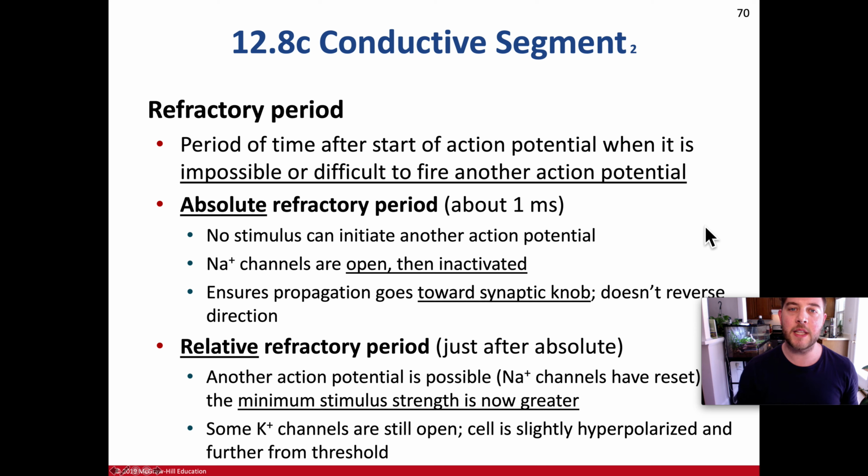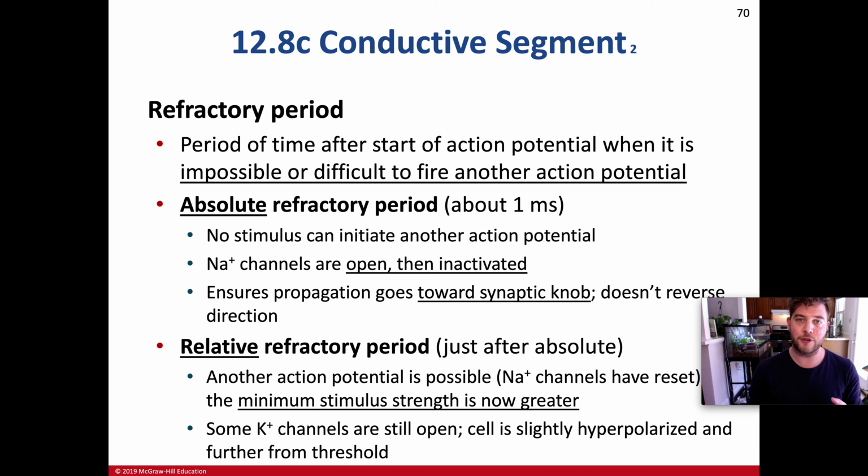Okay, so in this conductive segment, we have those two actions of depolarization and repolarization, and then there are some smaller phases within there. There is what we call the refractory period. The refractory period is a period of time after the start of the action potential when it is impossible or difficult to fire another action potential. It's broken up into two phases, the absolute and the relative refractory period.